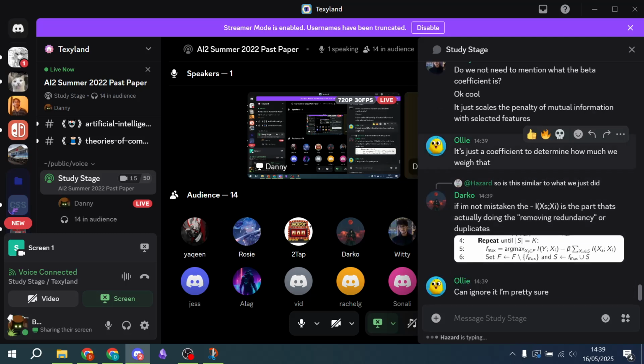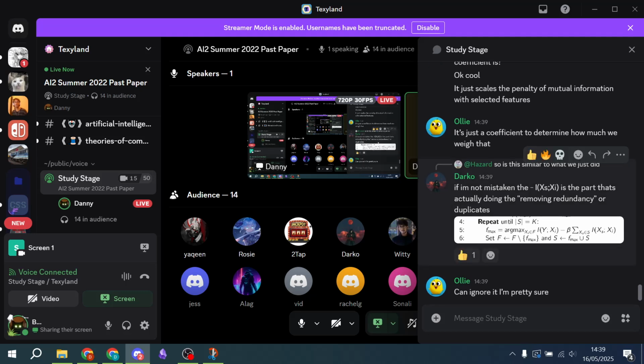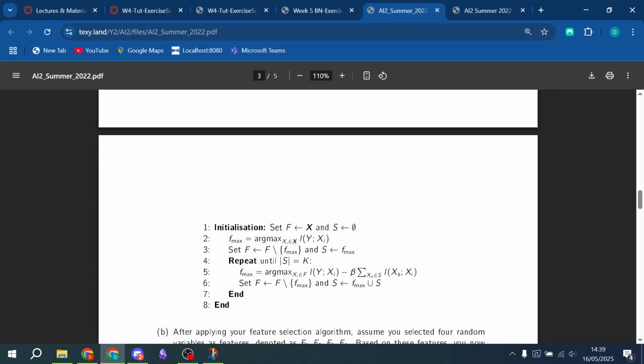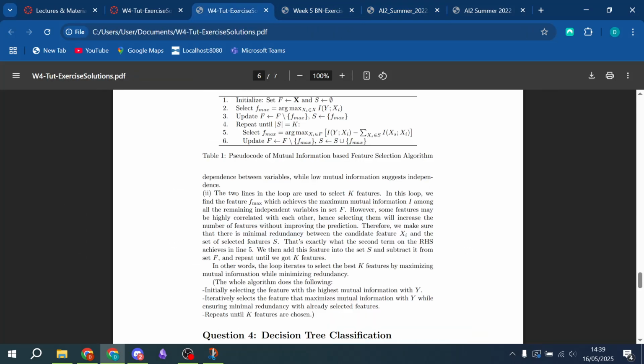Yeah, I see. It's the minusing bit which does the redundancy bit. And okay, I thought beta was just some coefficient we can set depending on how our model is. I'll just have a look at the mark scheme answer, because this is the definitive answer. So they're used to select features. I probably should have explicitly said that in my answer: what is the algorithm actually for? Yeah, it selects k features.